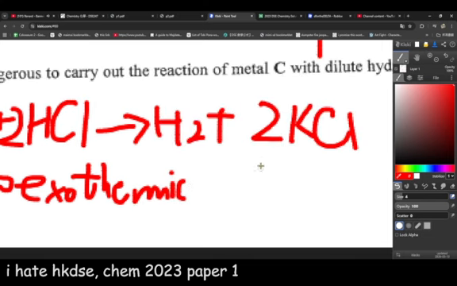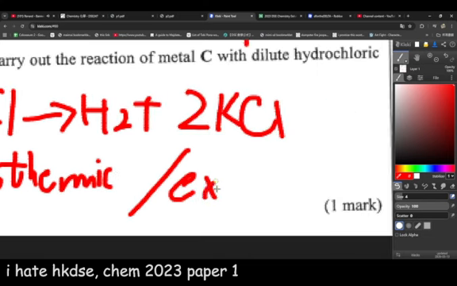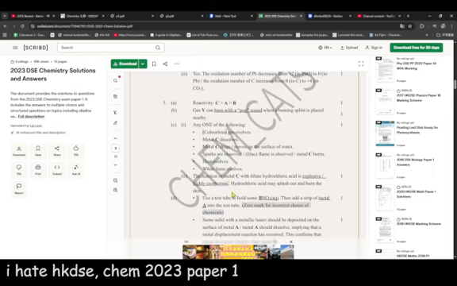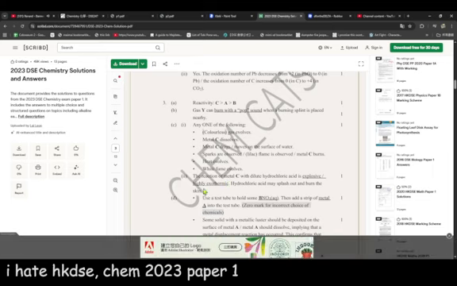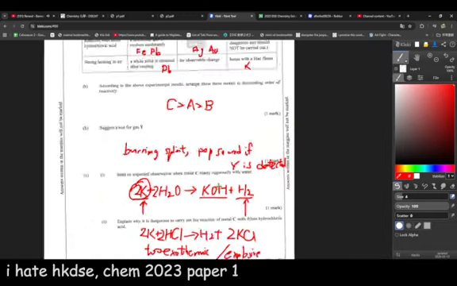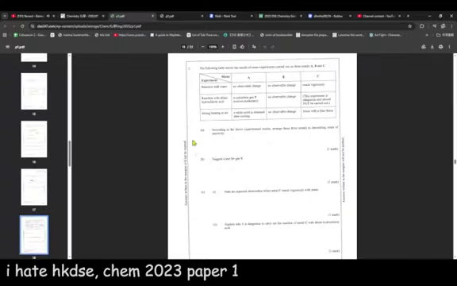Or you can answer this as well. Explosive. You can say the reaction is explosive. That's why it's too dangerous. Let's see. Highly exothermic, explosive, may splash out and burn the skin. I think this part is important too, because considering you're working with acid, that's why it's better to do this reaction with water, even though it gives off KOH. You know, just a heads up.